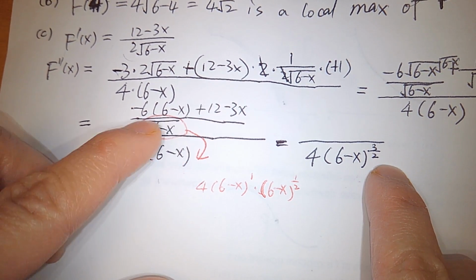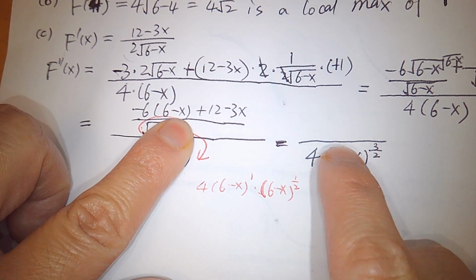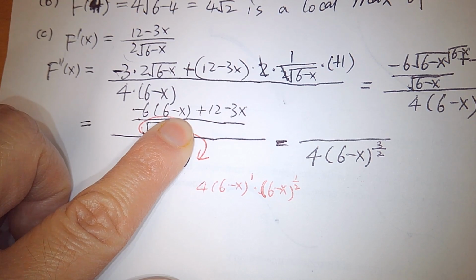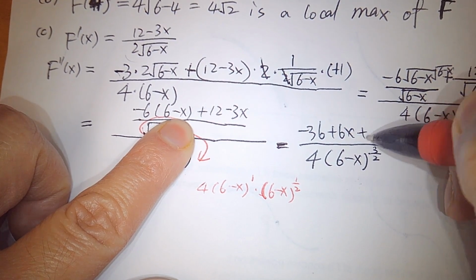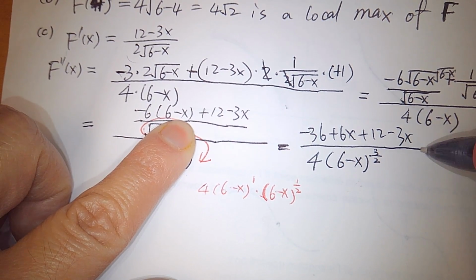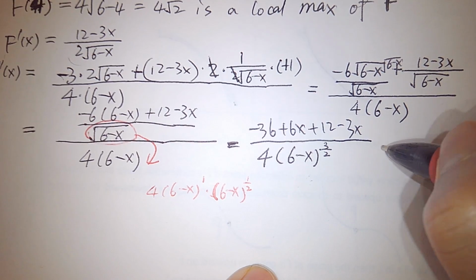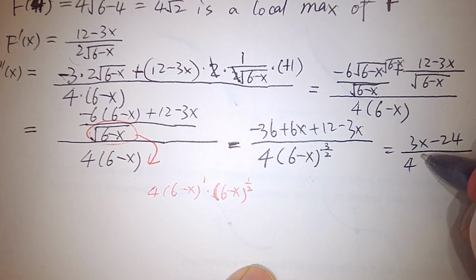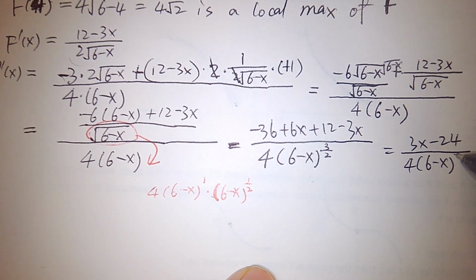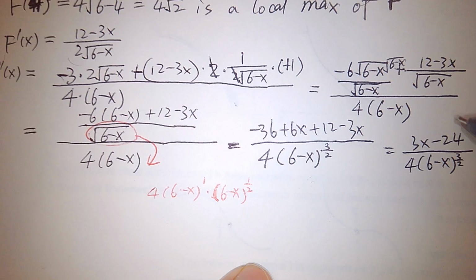So we will not worry about these two, we're combining these two, right? And then on the top we'll have what? Negative 36 plus 6x plus 12 minus 3x. So 3x minus 24, over 4 times 6 minus x to the 3/2. We can also say the square root of the cube, 6 minus x cubed. Either way, right?